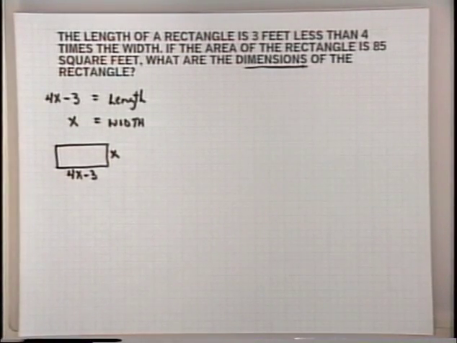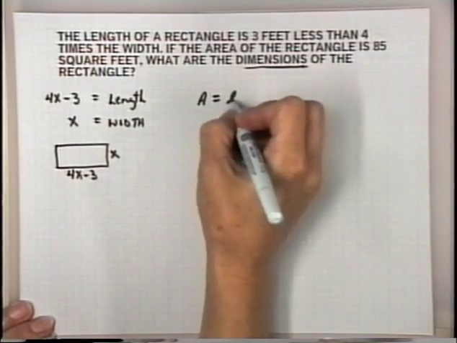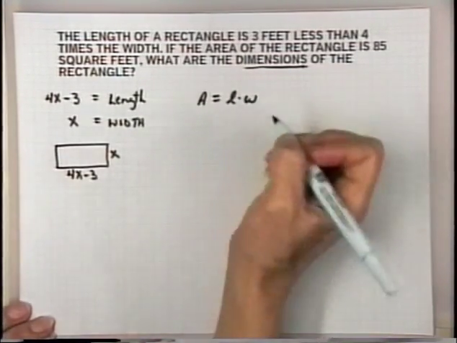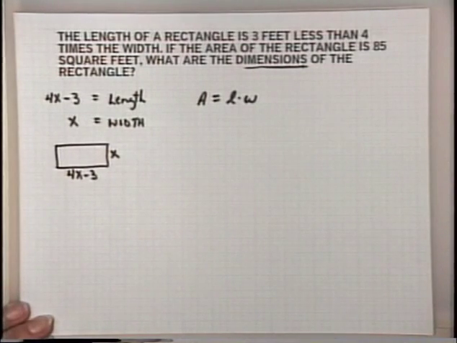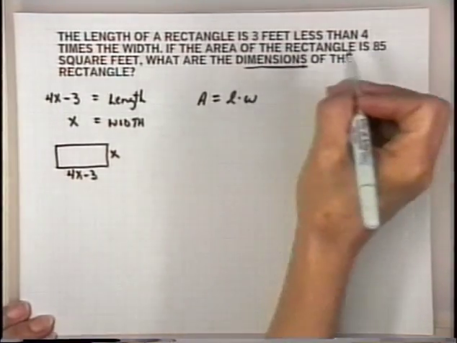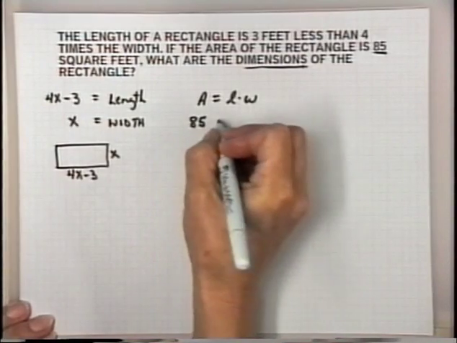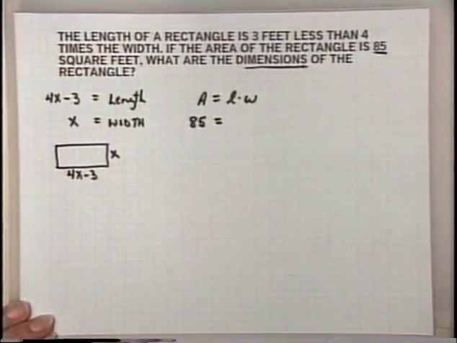We must remember that the area of a rectangle is found by multiplying length times width. Let's write that formula down. Area of a rectangle equals length times width. We're simply going to substitute into this formula. Do we know A? Yes, we do. The area was given as 85 square feet, so A is 85.